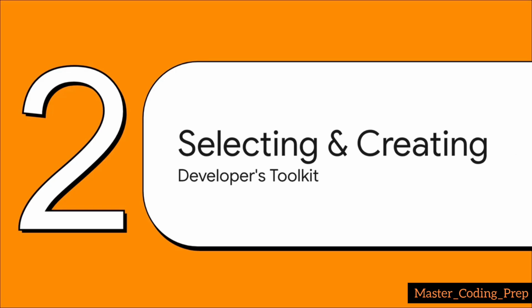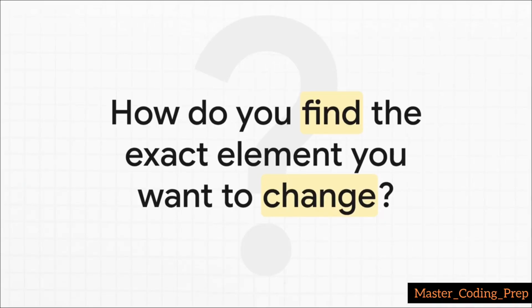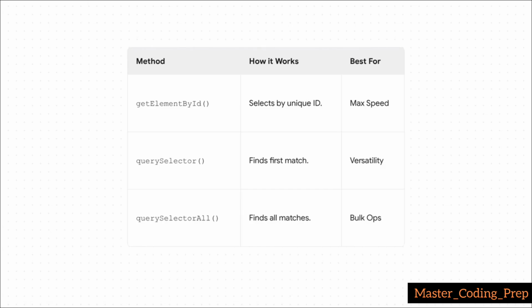Okay, so we know what the DOM is. Now, for the fun part. Let's get our hands on the actual tools we need to start changing it. Before you can change anything, you have to be able to find it, right? If you want to update a score or change a username, you need to tell the browser exactly which element you're talking about. So, how do we do that? We've got a few key tools in our belts. If you need to grab one specific element and you need it to be lightning fast, getElementById is your go-to. But for pretty much everything else, querySelector is the modern workhorse.